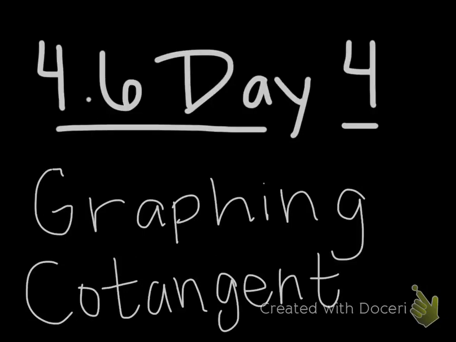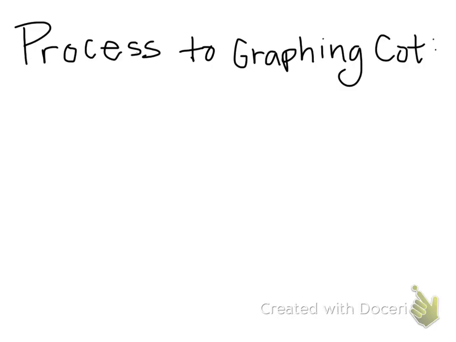Today we're doing section 4.6, day 4, and we're going to discuss how to graph cotangent. I'm aware I believe I have a typo on your paper. It says graphing tangent, so it's graphing cotangent. This is very similar to yesterday's lesson.